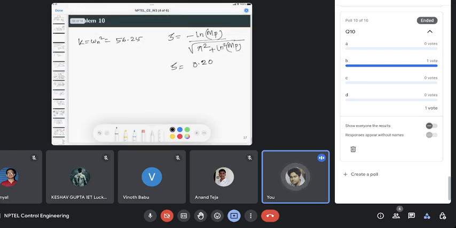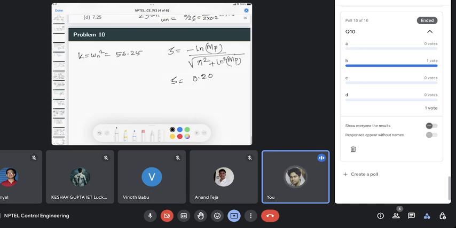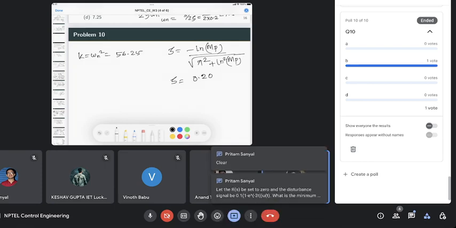Is it clear? Okay, so any doubt? Okay, so I hope it's clear. Okay, yeah, if you have any doubt you can ask, or what do you ask? Okay.